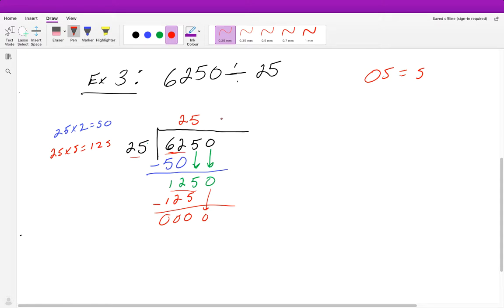And now when we do this, if there was a digit left over, that 0, we need to make sure that we add that in at the end. All right, so the answer, and there's no more digits beyond this, so there's nothing else that we need to do. So 6,250 divided by 25 is 250.